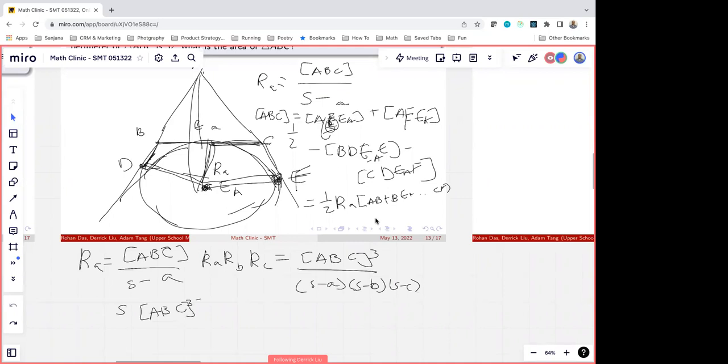ABC cubed divided by ABC squared is equal to 384, which is this. So if we cancel this out, then we have that 384 is equal to 32 times the area of ABC. And so our answer is 24. Are there any questions?